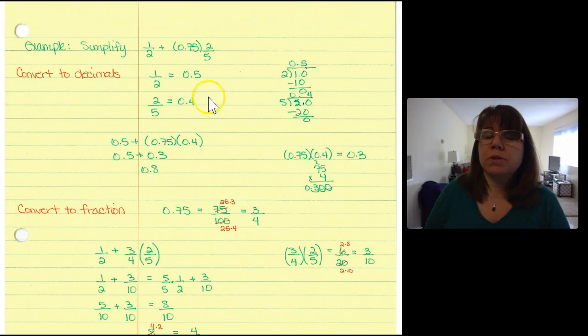I rewrite the problem using all decimals. 0.5 plus 0.75 times 0.4. Using order of operations, I have to do my multiplication first. So 0.75 and 0.4, do my multiplication. There are 3 positions to the right of the decimal. Once I do my multiplication, 4 times 75 is 300, but I have to move my decimal over 3 positions. 1, 2, 3.